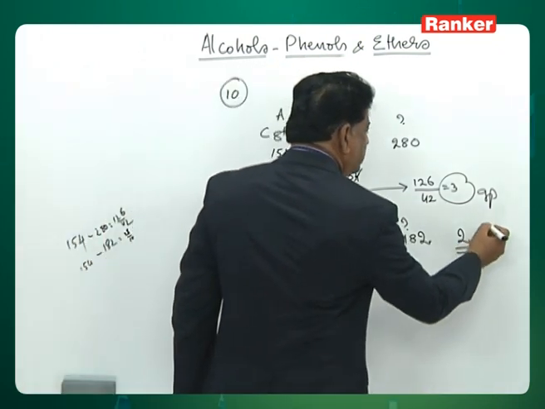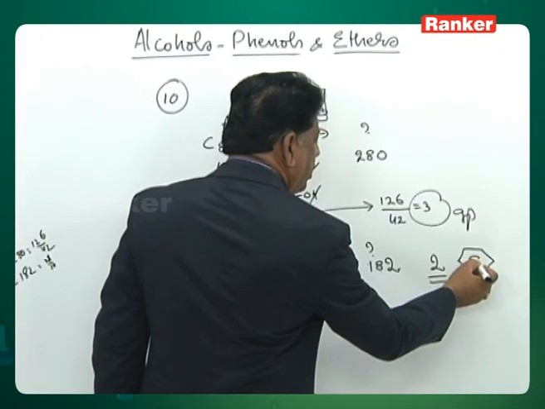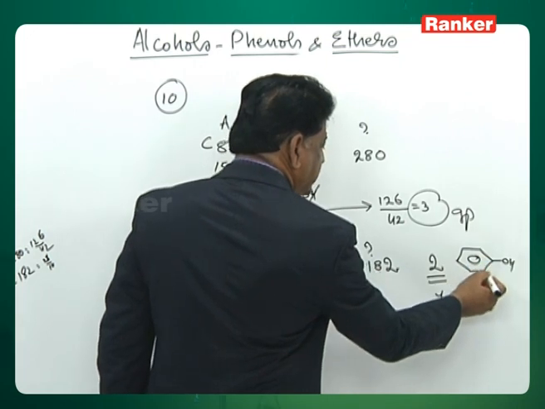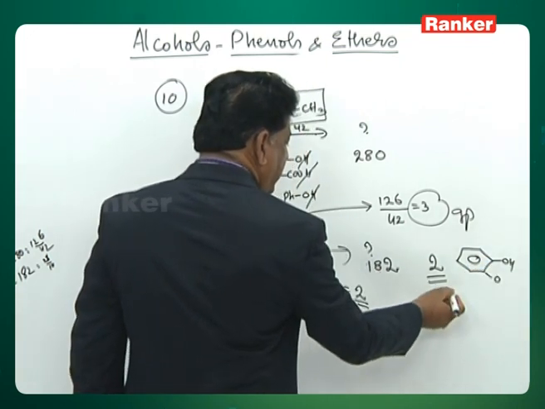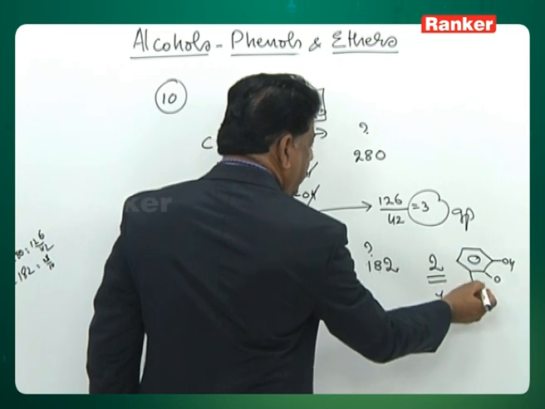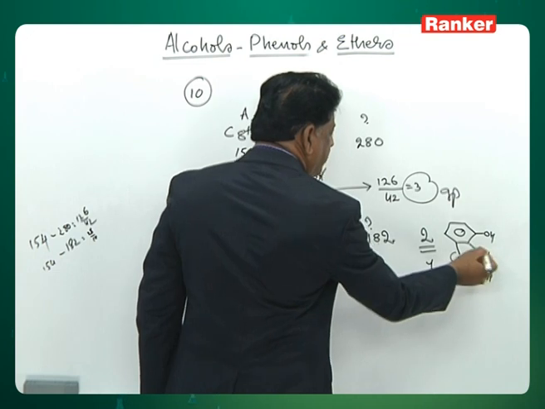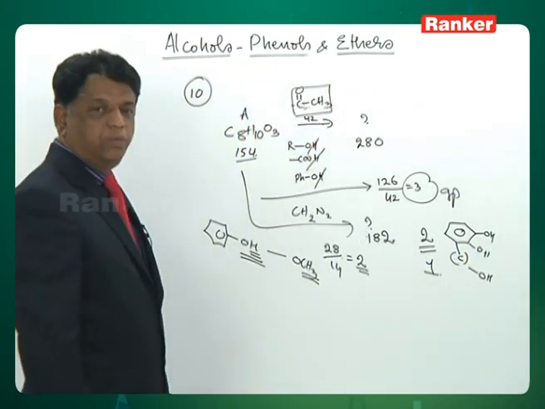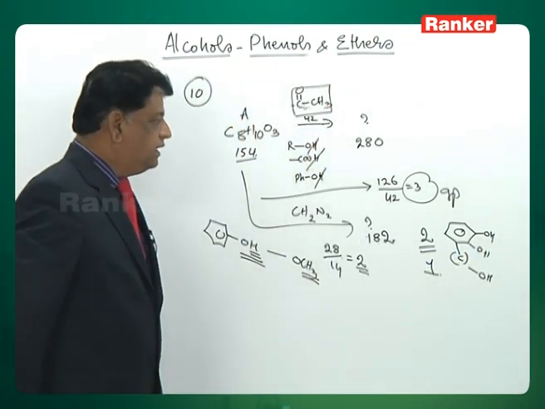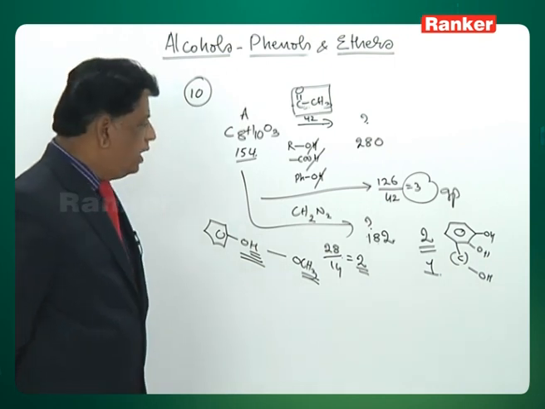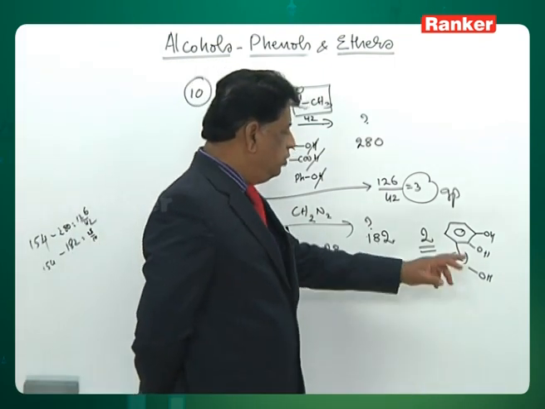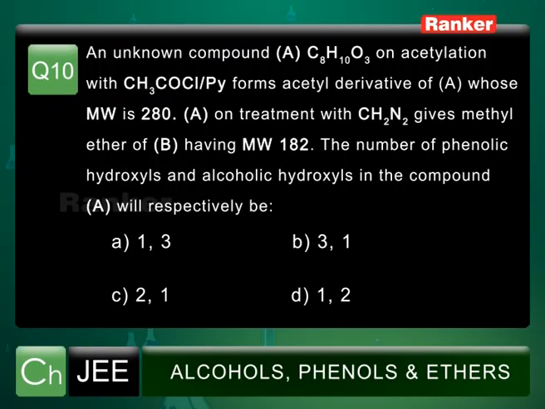So the compound must be a phenol with 2 OHs directly attached, and the other OH is on some carbons afterwards. This type of compound must be there. 2 OHs are directly linked to the ring, that's why they are called phenolic. One hydroxy group is linked to a carbon that is further linked to the benzene, so therefore it is called hydroxyl type. 2 and 1 is the right answer, so the answer goes to 2.